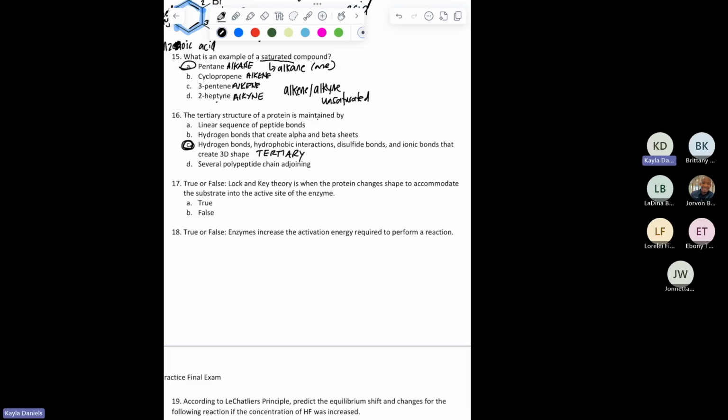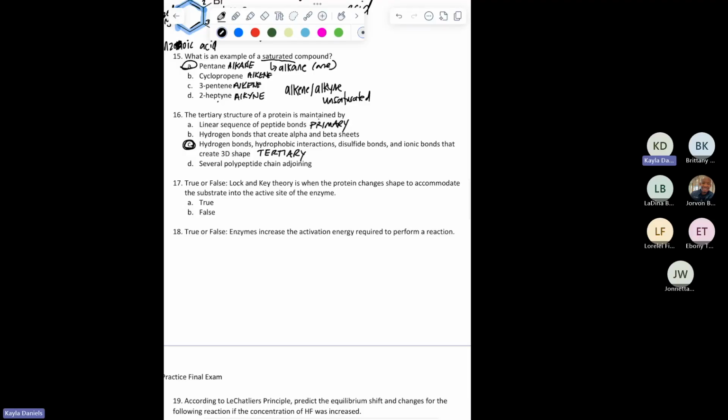The other answer choices here, A, this would actually be primary. So if the question asked for primary, the linear sequence between peptide bonds is primary. B, hydrogen bonds that create alpha and beta sheets. This would describe secondary. And D would describe quaternary.